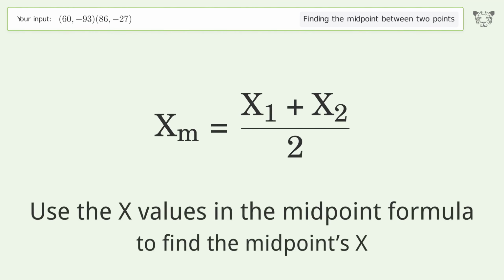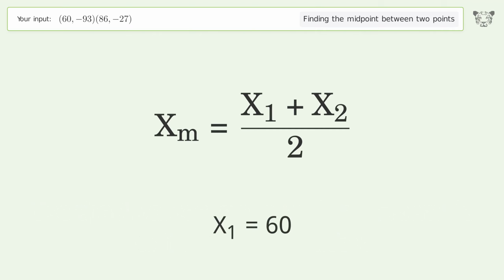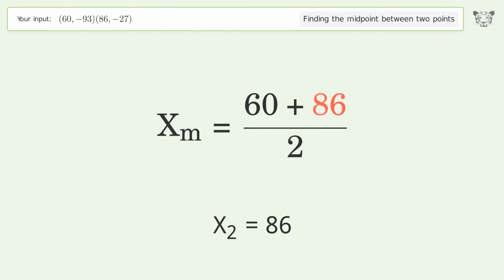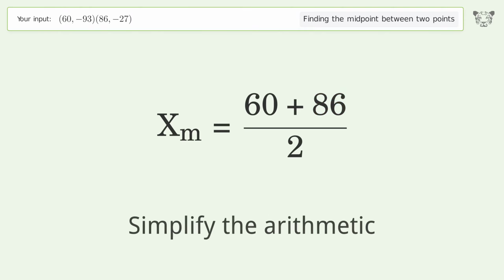Use the x values in the midpoint formula to find the midpoint's x. x1 equals 60. x2 equals 86. Simplify the arithmetic.